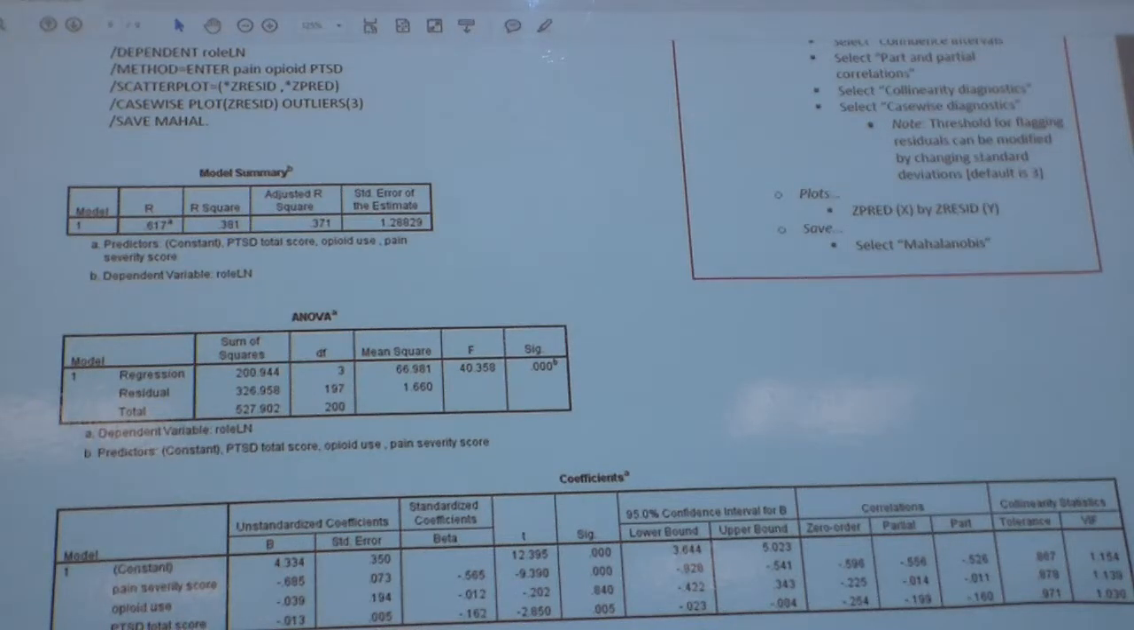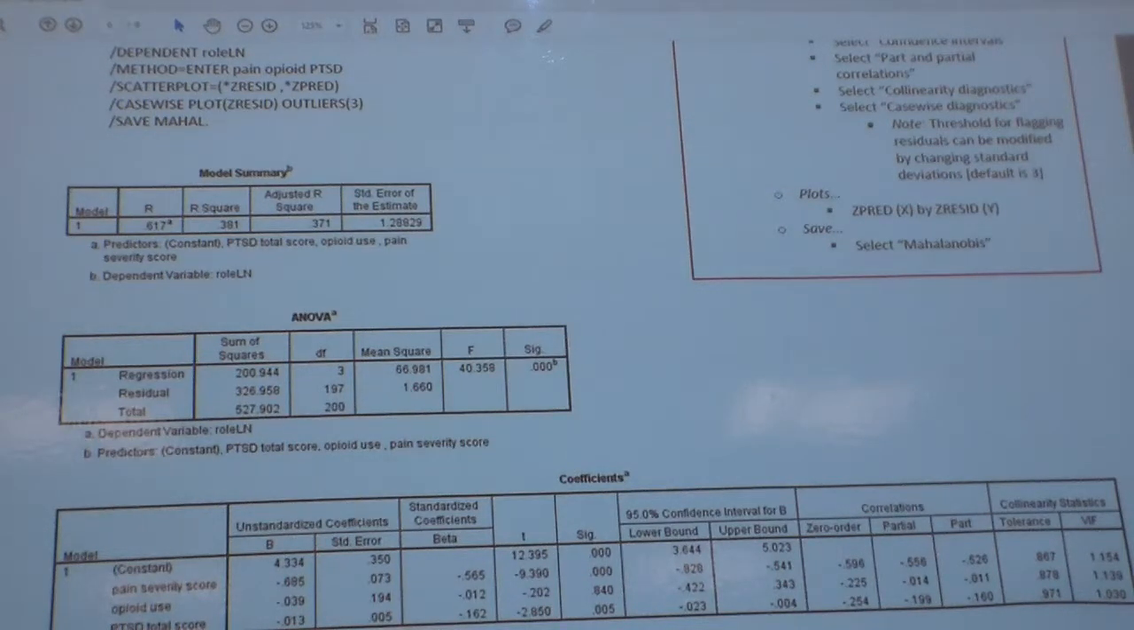We're holding other variables in the model constant at 0. Okay. With these additive models, that's actually not a big deal, but when we get into our moderation stuff, it will be, right? So holding opiate use and PTSD total at 0, a 1-point increase in pain severity corresponds to a 0.69 reduction in the natural log of role functioning.